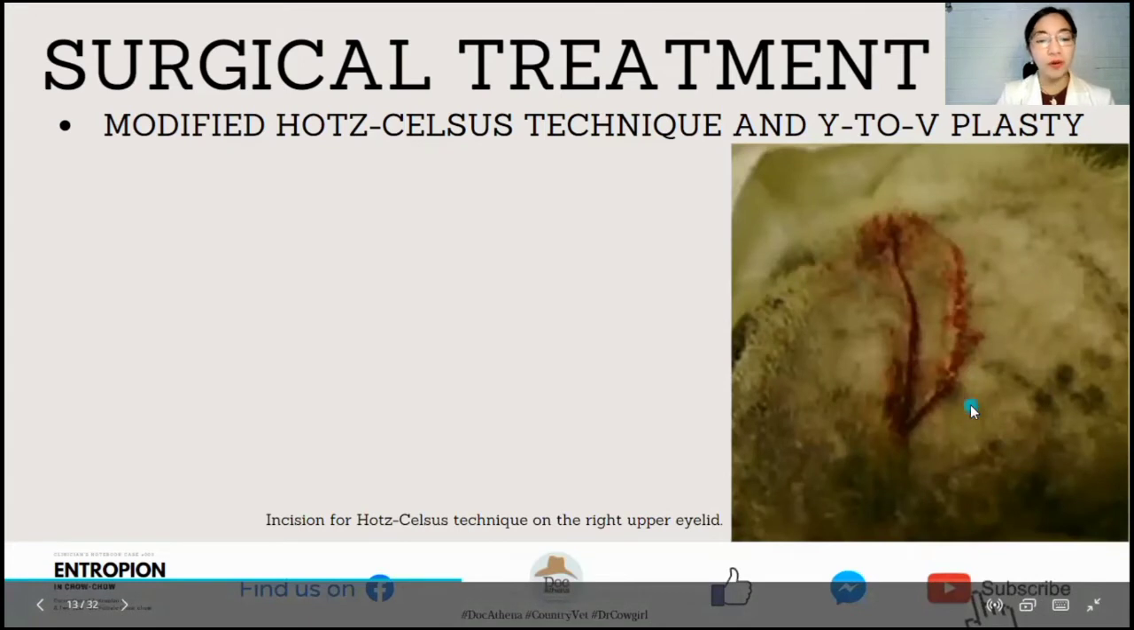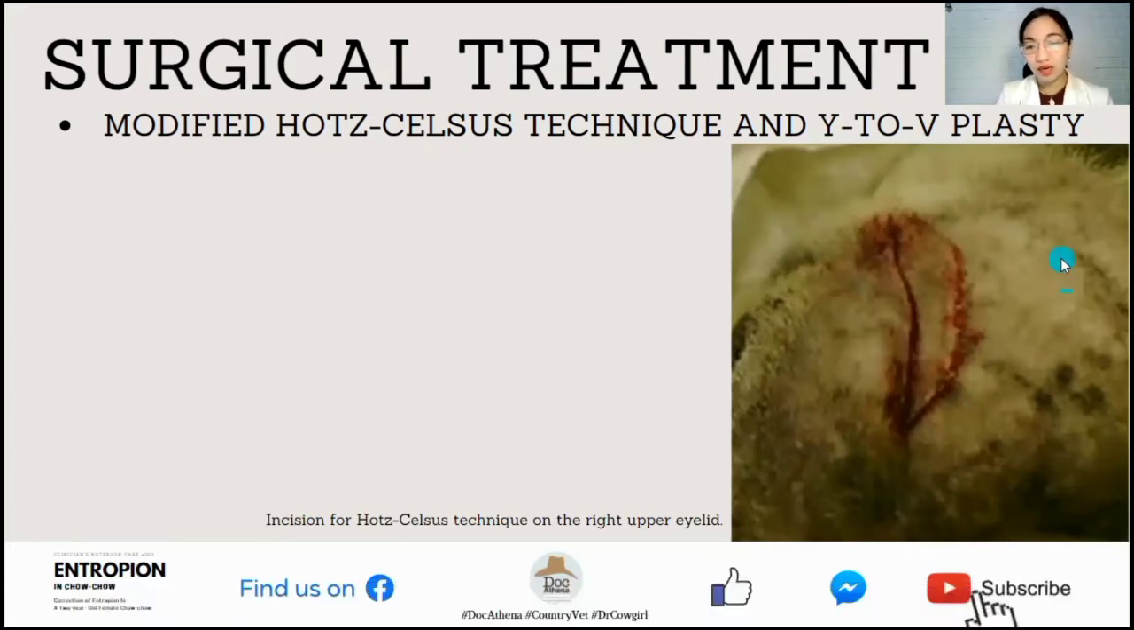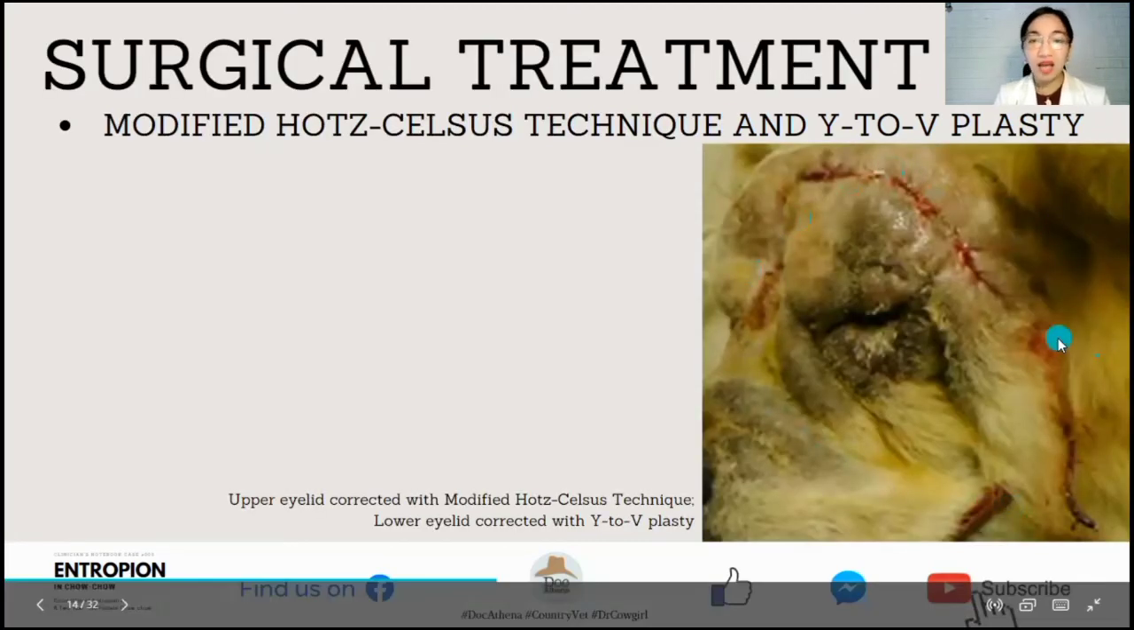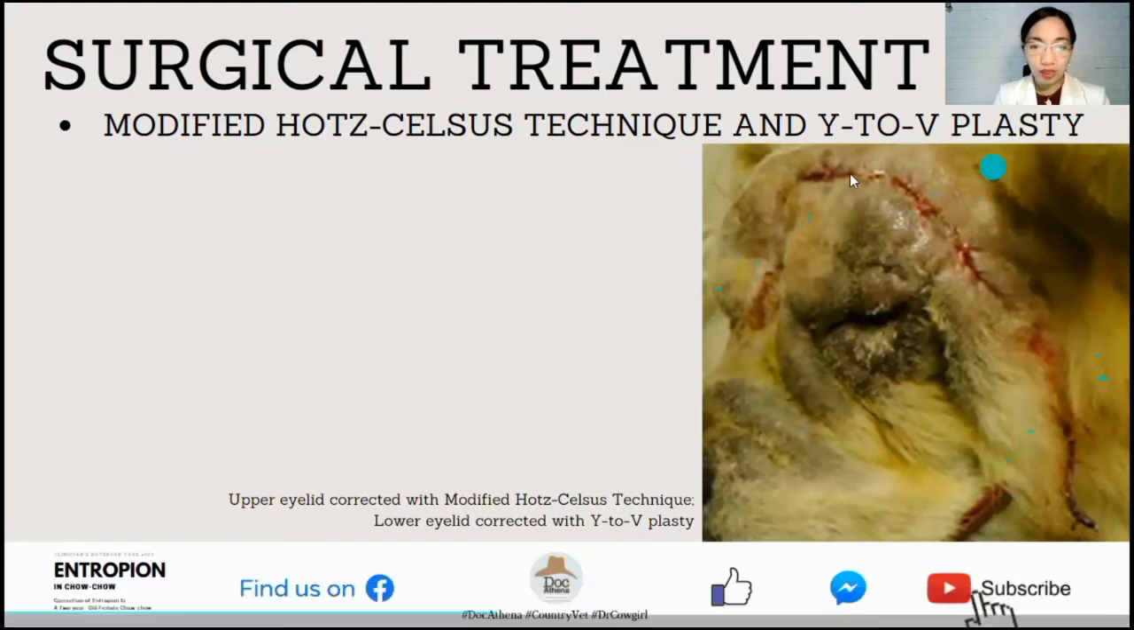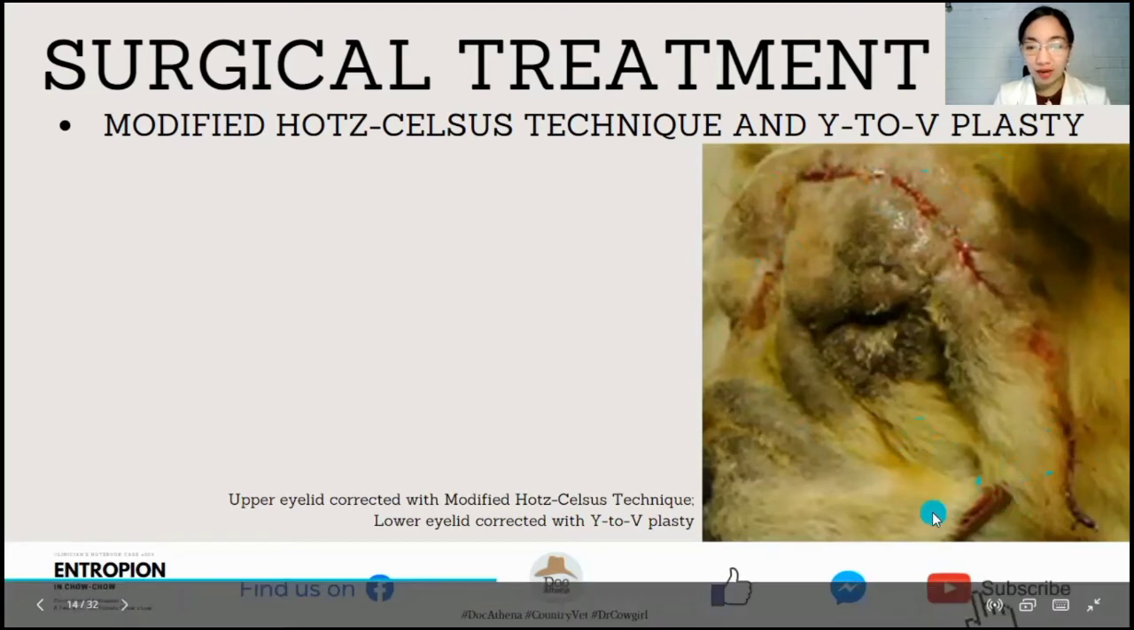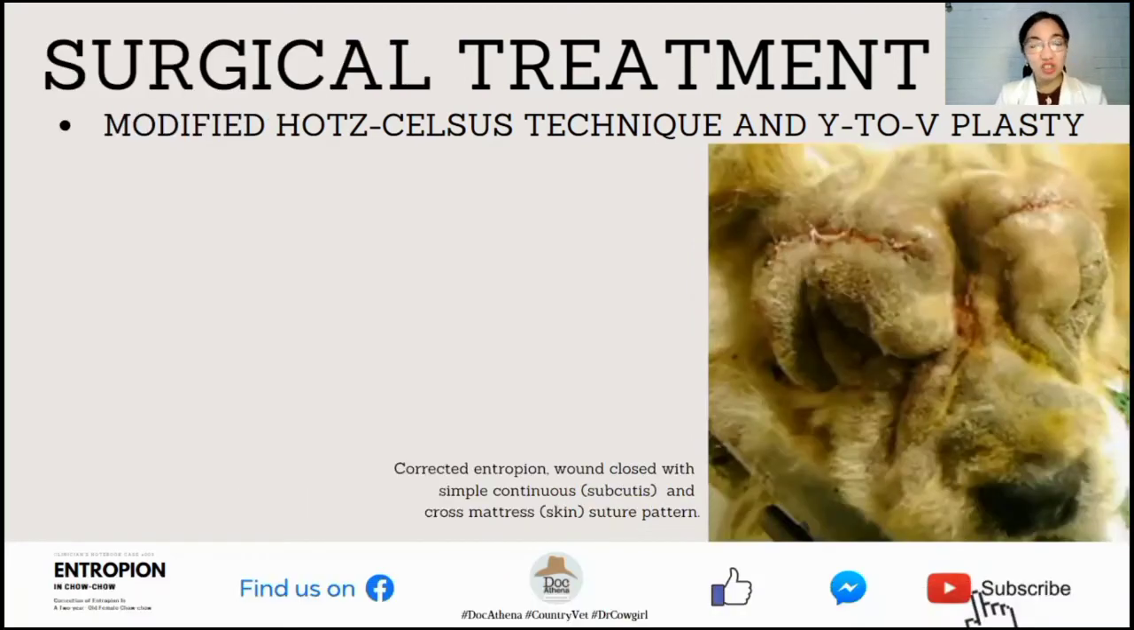Here, an incision for modified Hotz-Celsus technique was done on the right upper eyelid. This shows the left eye of the patient showing the corrected entropion using modified Hotz-Celsus technique on the upper eyelid, and a Y-to-V on the lower eyelid. This is just another photo showing both eyes with corrected entropion. The wounds were closed using a simple continuous suture pattern for the subcutis and cross-mattress suture pattern for the skin.